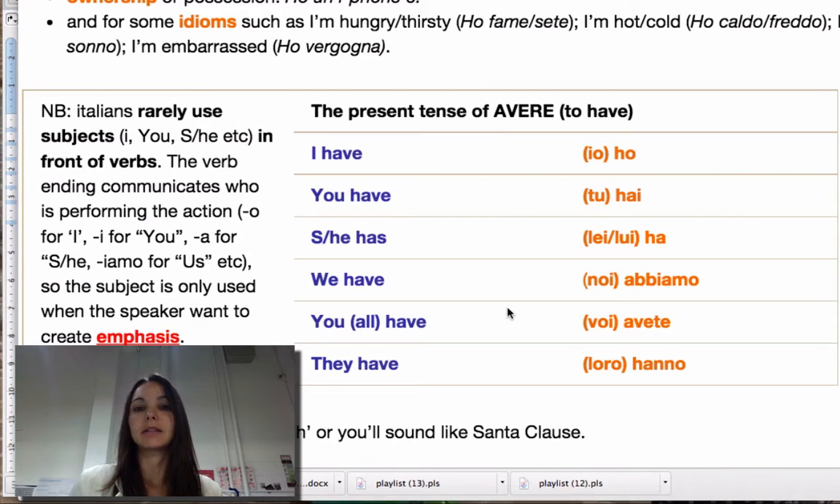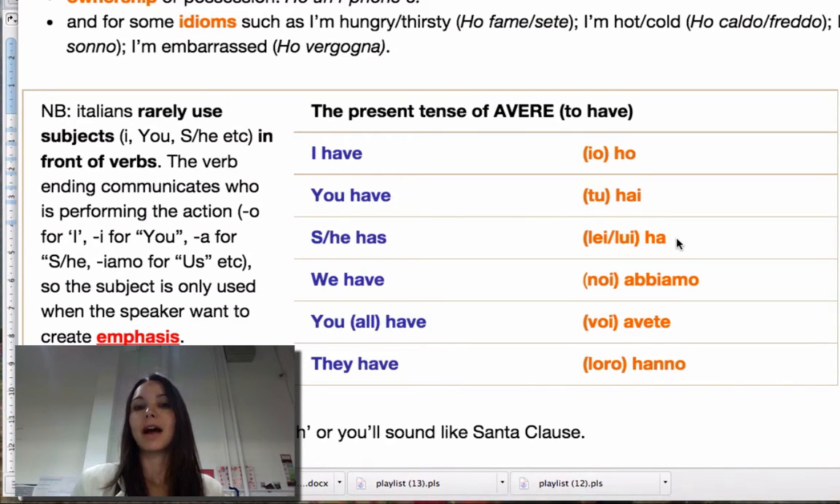Let's look at this verb. I have is ho. Notice I don't need to say io ho. I just say the verb ho. You have, hai. She, he has, ha. We have, abbiamo. You all have, avete.